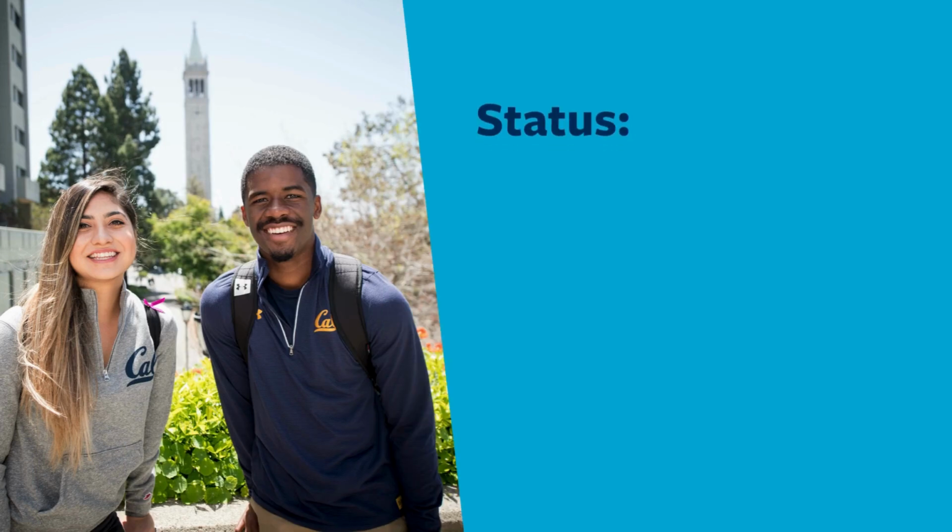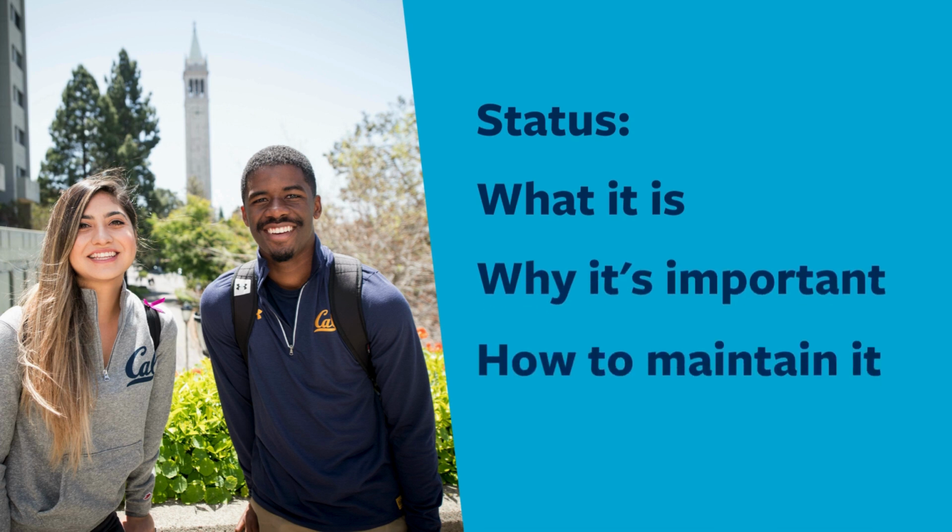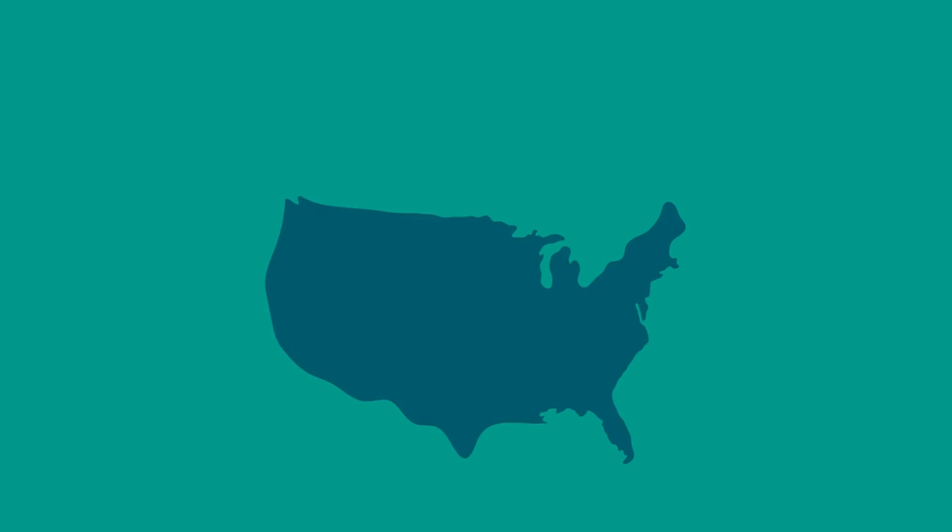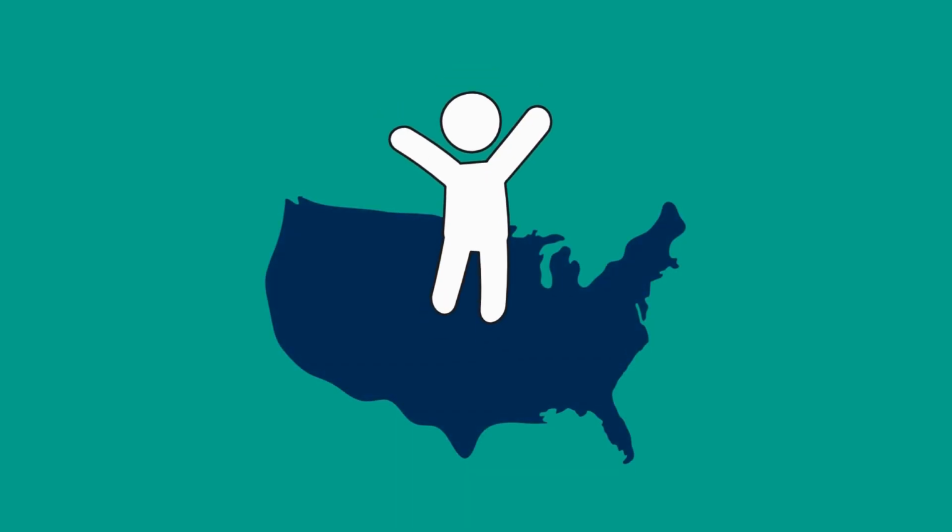We will first go over what your status is, why it's important, and ensure that you know how to maintain it properly throughout your time here as an international student at Cal. Status refers to your legal presence inside the United States. For the majority of international students here at Berkeley, that is either an F1 or a J1 student status. Each status has different rules to follow and consequences if you don't. We'll go through those during this presentation.